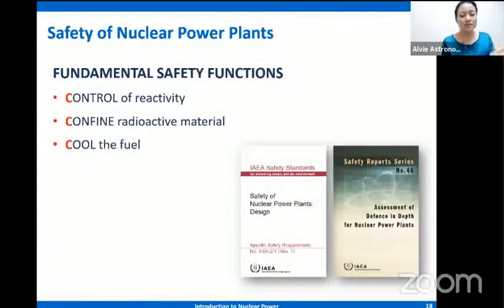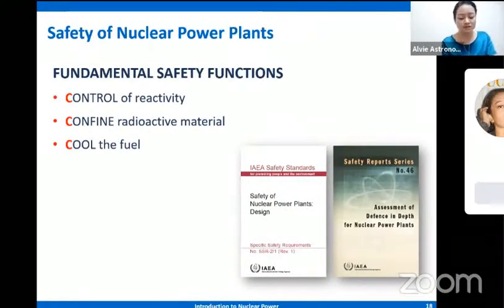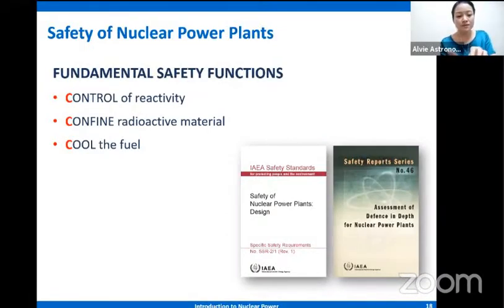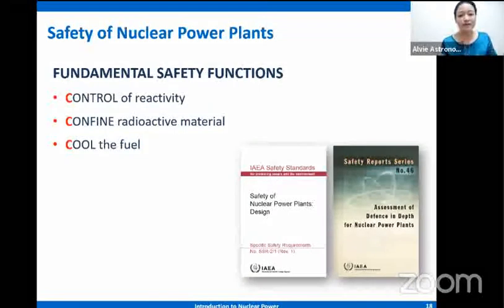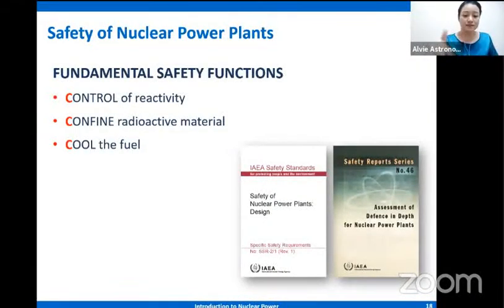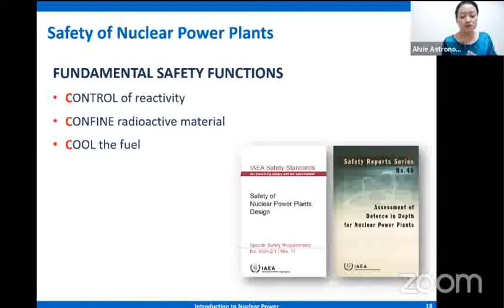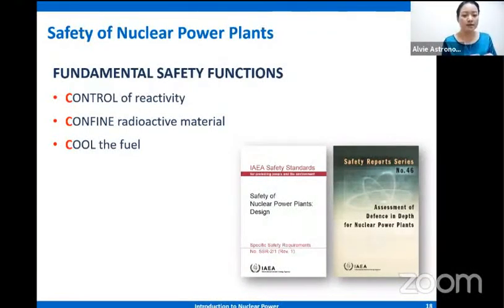So the fuel is generating heat, whether it's inside the reactor or once it's just removed from the reactor after high burn up. The function of the plant is to remove the heat to make sure that it will not melt. So the worst thing that can happen to a power plant really is that the fuel melts. And when the fuel melts, there's a possibility that radioactive material will be released. And these safety functions are performed by different systems, structures, and components in a nuclear power plant.